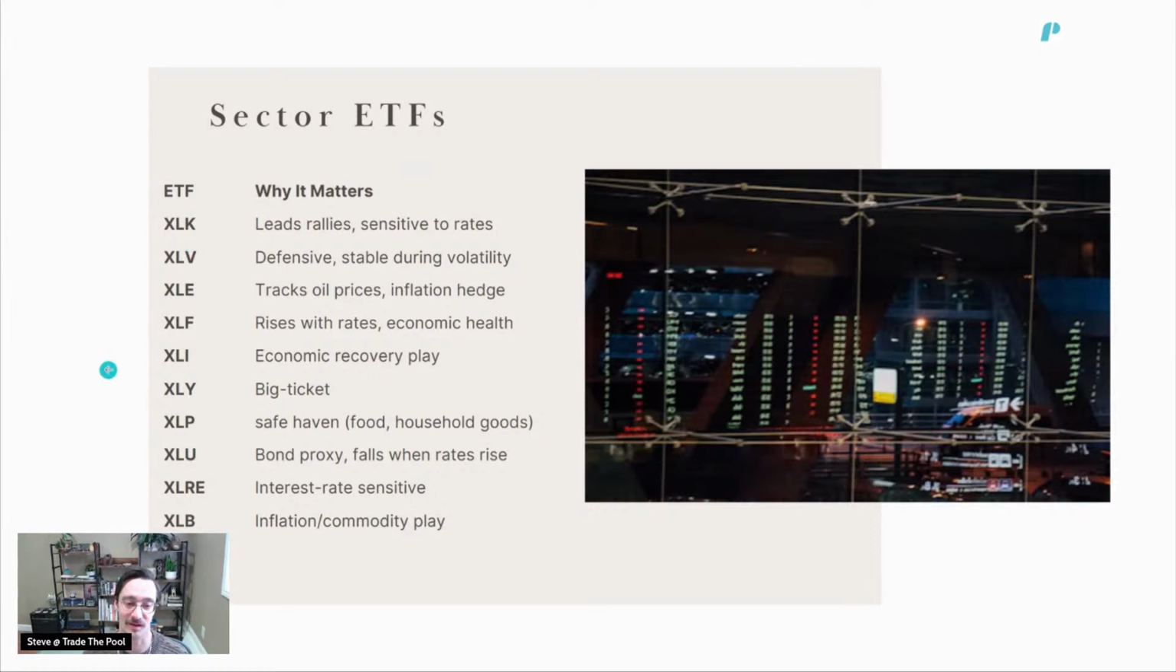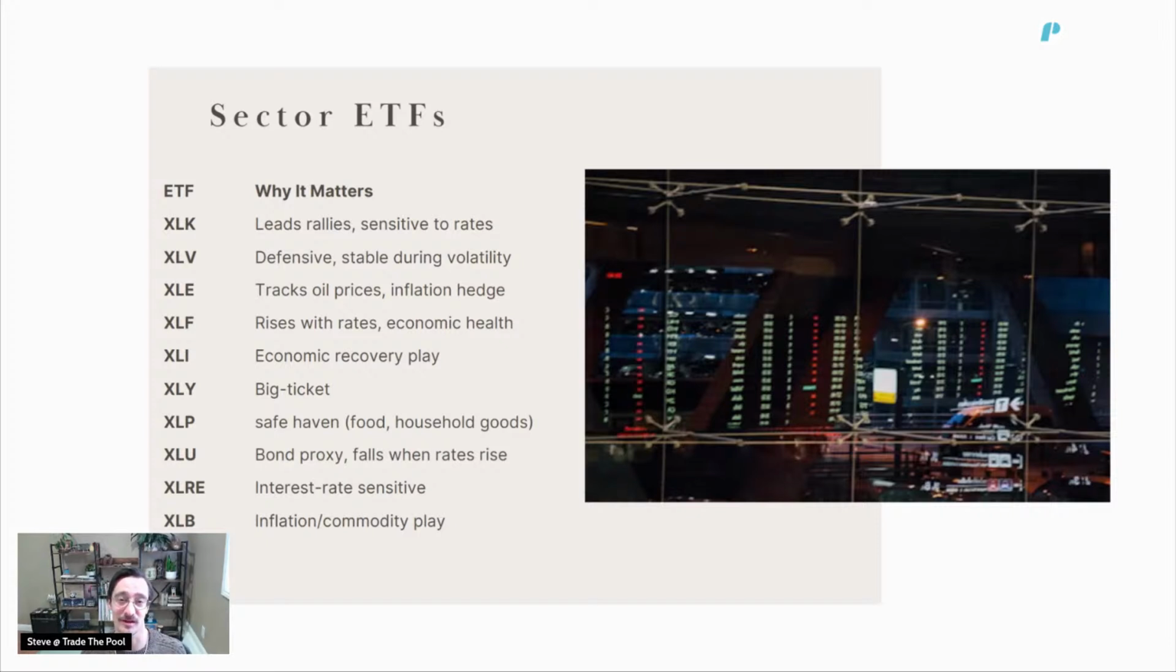And we have XLF, that's the financial sector. So they rise with rates and economic health. If economic health is strong, these are going to be doing great. If they're doing weak, you got to be a little bit careful. That could be a sign of turmoil in the financial markets. And turmoil in the financial markets will bring everything down. If anybody was trading around in 2008, you already know this story. So keep an eye on that one for sure.